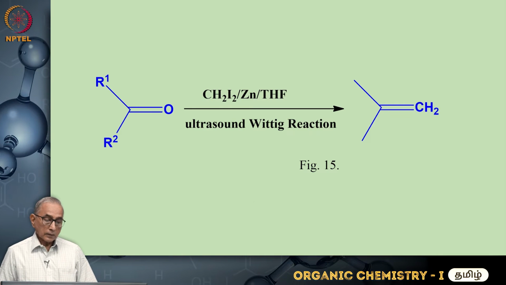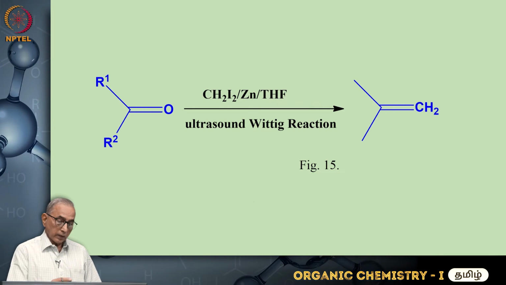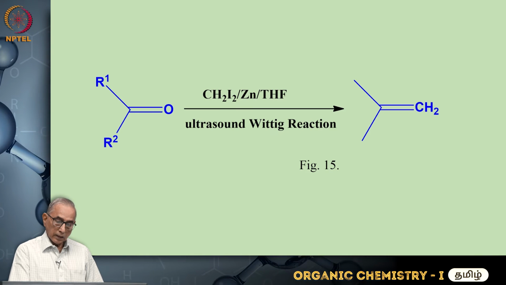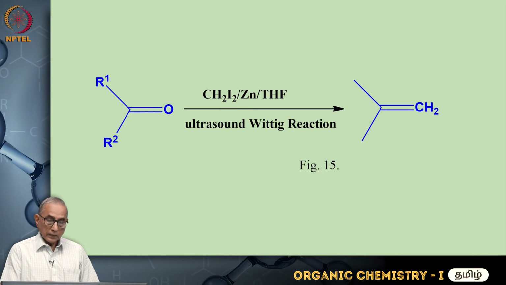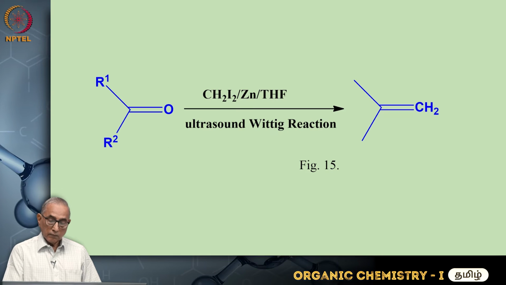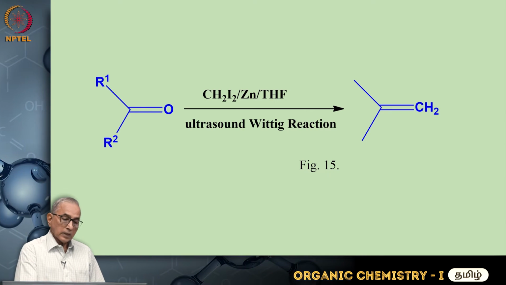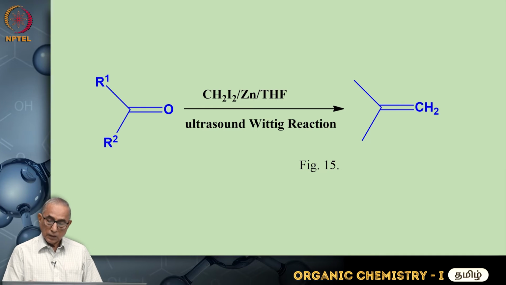This is called a Wittig reaction. You have a ketone reacted with CH2I2 zinc tetrahydrofuran. This is done with ultrasound. It very easily forms this double bond CH2. So C double bond O gets to C double bond H2.